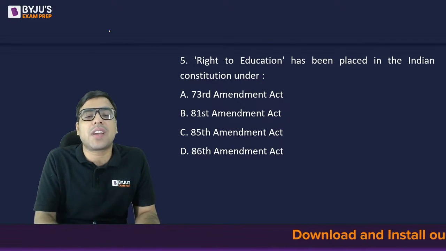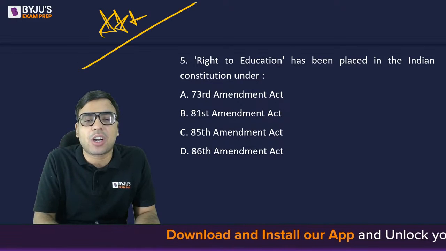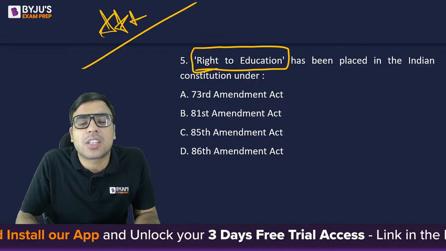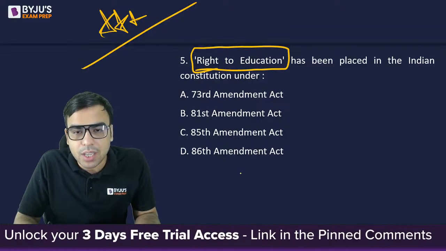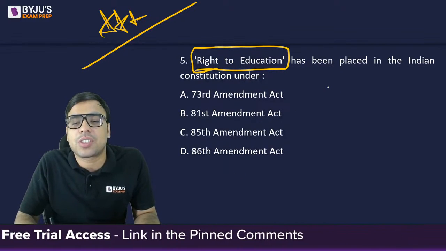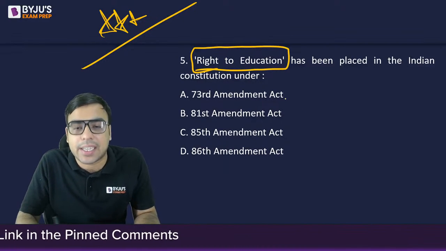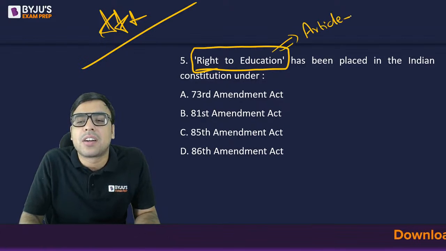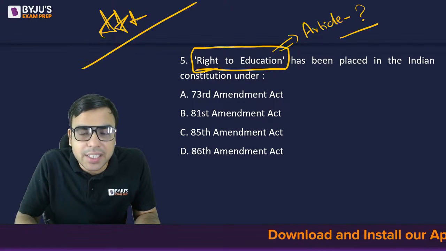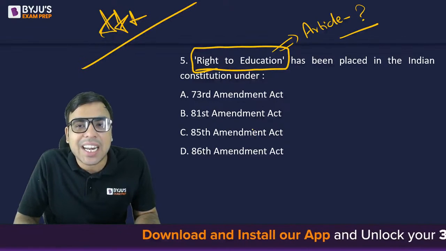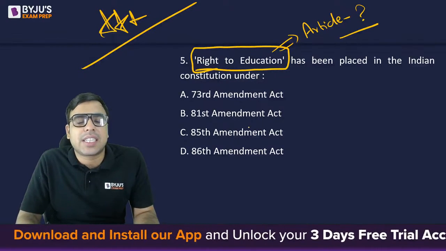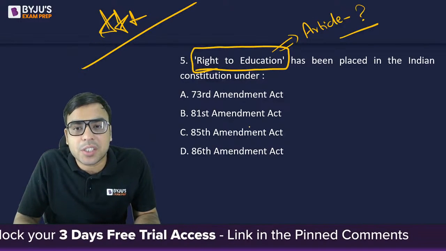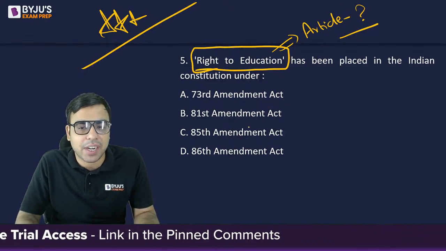The next is, this is very, very important. In fact, I have taught these in paid classes as well. Right to education has been placed in the constitution under where? Has been placed in the constitution under which amendment act? Okay. So this you will find in article. Which article? Please tell me, write in the live chat. Under which article is right to education mentioned? It's a fundamental right under part 3. And please tell me after which constitutional amendment right to education became a fundamental right.